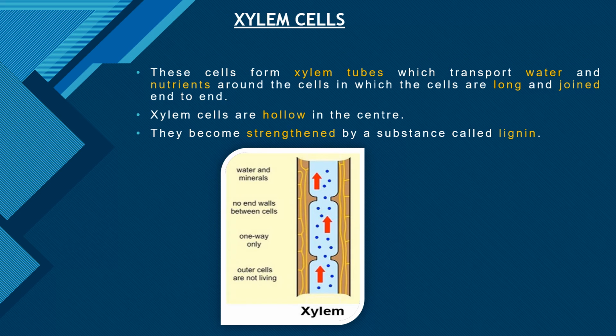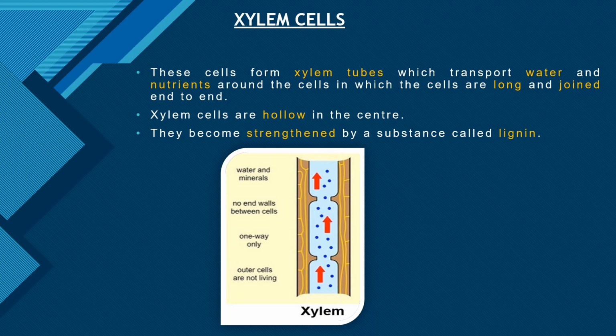Xylem cells. These cells form xylem tubes which transport water and nutrients around the plant, in which the cells are long and joined end to end. They are hollow in the center, and they become strengthened by a substance called lignin. So this is just for the strengthening of the cells.